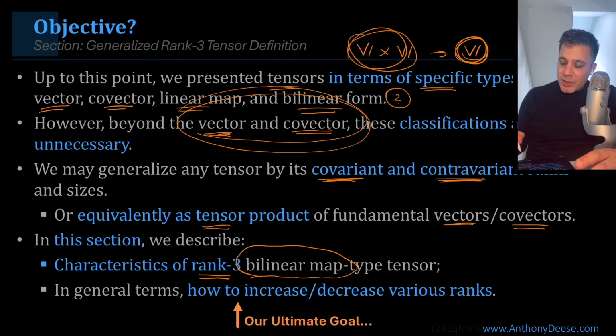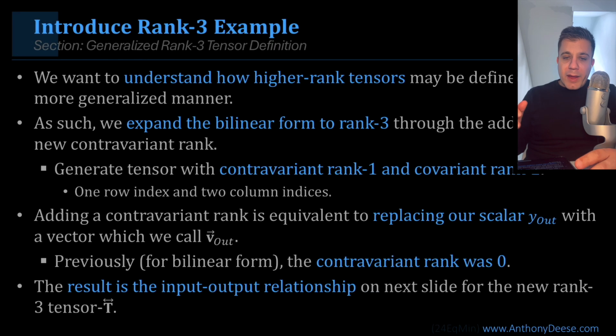But in general terms, we want to talk about how to increase or decrease the various ranks. So looking ahead to the next video, that's what we're going to focus on. So let's introduce this rank 3 example. We want to understand how higher rank tensors may be defined in a generalized manner. Now, I have seen some textbooks that try to write one equation that describes any generalized tensor. I think obviously that's accurate, but it can be a little bit difficult to understand, and so we're going to take a slightly different path when it comes to that generalization.